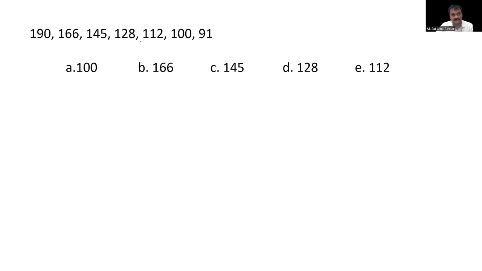190, 166, 145, 128, 112, 100, and 91. So how to solve this? Generally, as we did in number series, here odd man out is the same. Take the differences. Here also, take the maximum difference. 190 minus 166, this is equal to 24. 190 minus 170 is 20, but extra 4 is there, so 24.